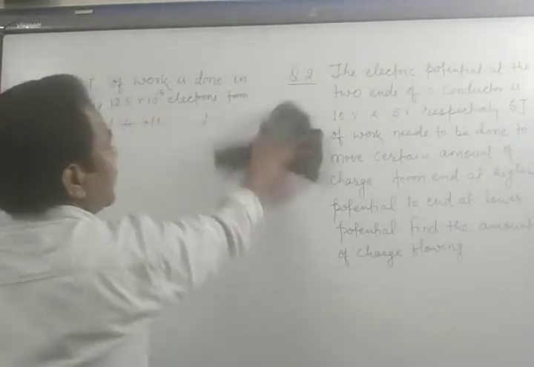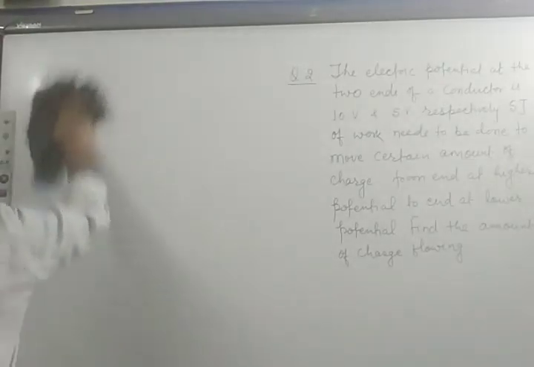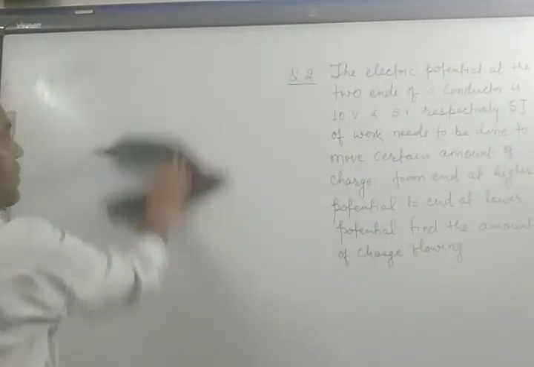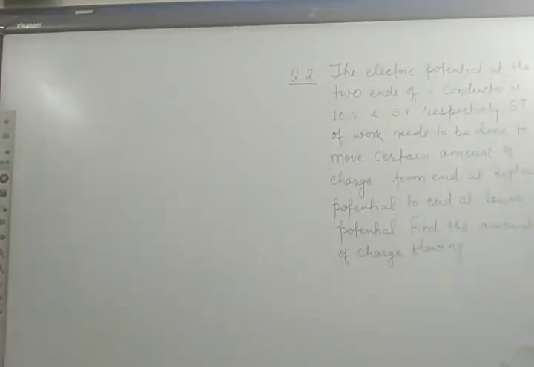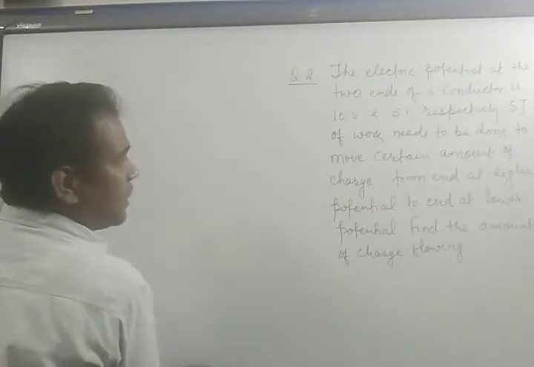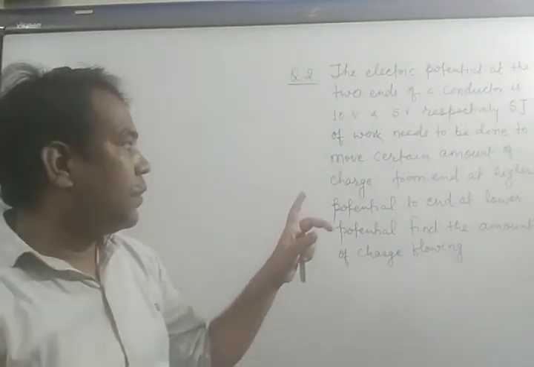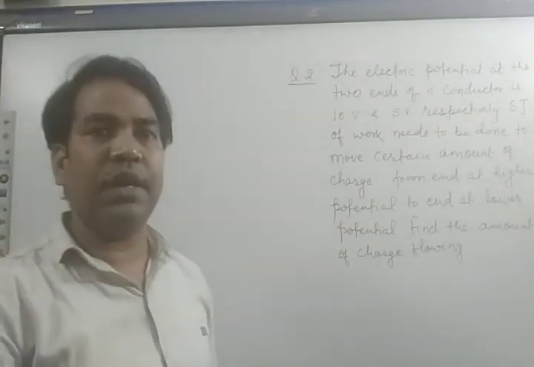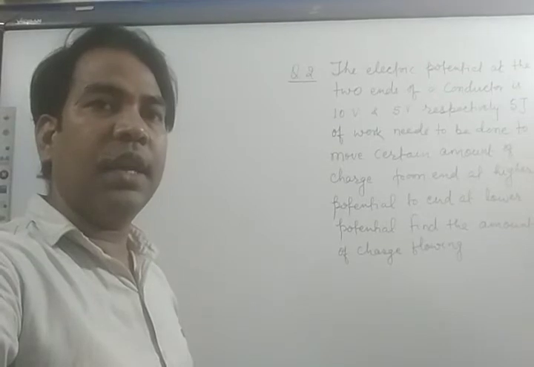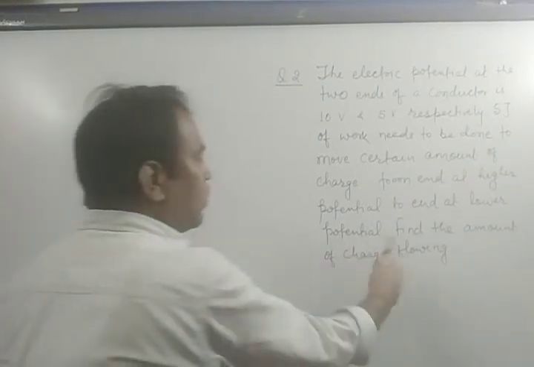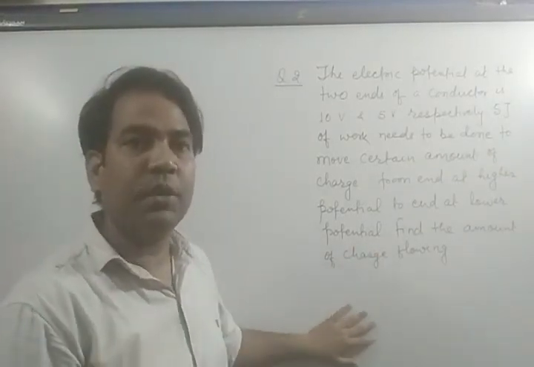The next question is: the electric potential at the two ends of a conductor are 10 volt and 5 volt respectively. 5 joule of work needs to be done to move a certain amount of charge from one end to another, that means from one end at higher potential to the other end at lower potential. Find the amount of charge flowing. We have to find here the amount of charge flowing.